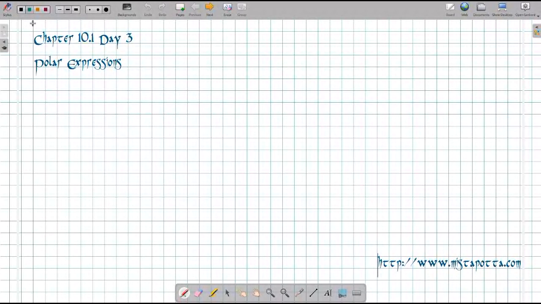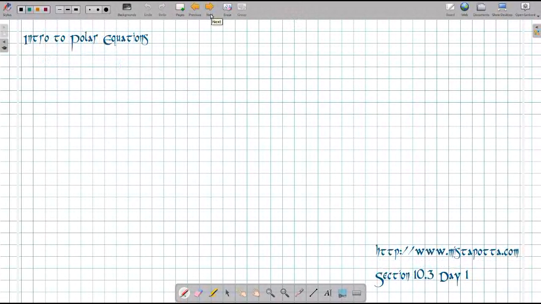So I want to take some time to talk about polar expressions. I want to do a real quick recap. In algebra, we usually talk about a particular point by its x coordinate and its y coordinate. So this point here is 3 units in the x direction, 3 units in the positive y direction. So we would call this point (3, 3).